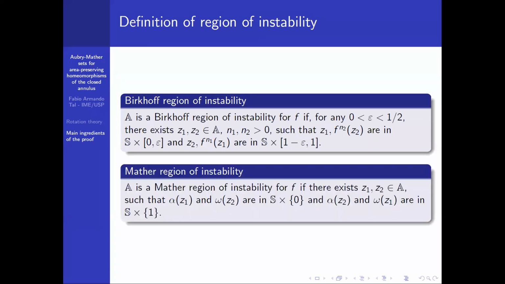And you have a Mather region of instability. It's something stronger than the Birkhoff region of instability, meaning that you have a point that starts downstairs whose alpha limit is the lower boundary and whose omega limit is the top boundary. And you also have a point whose alpha limit is the top boundary and whose omega limit is the lower boundary. So you move from one side to the other, and you have points that actually realize that. These two concepts are not the same.